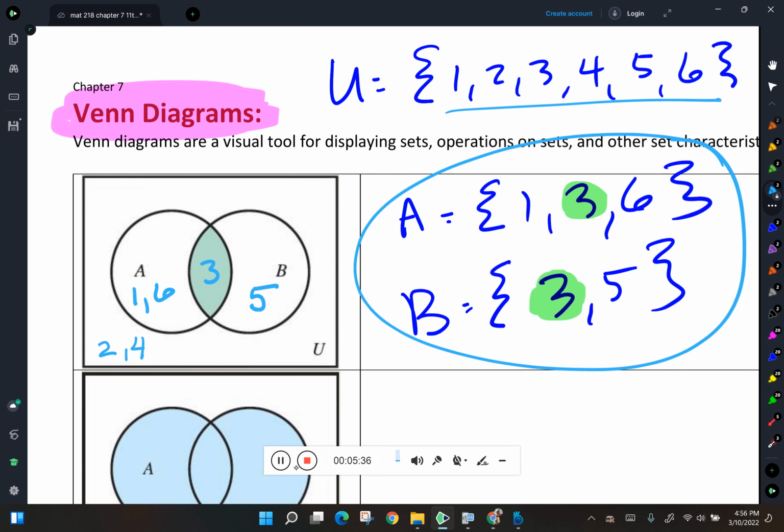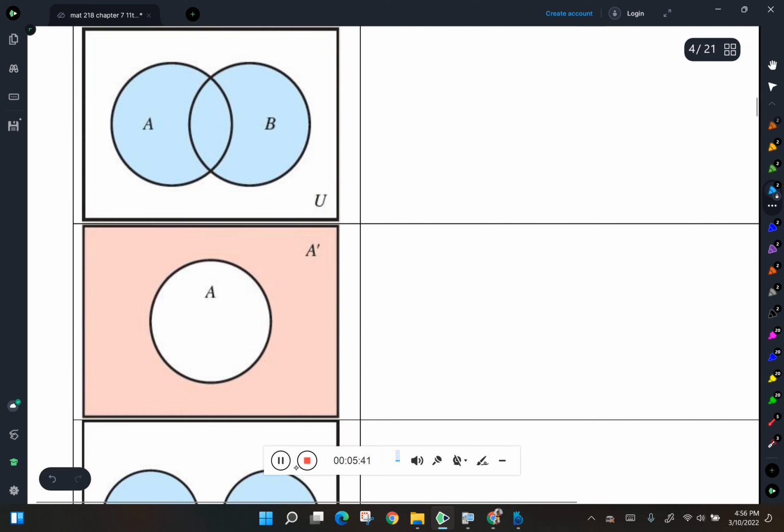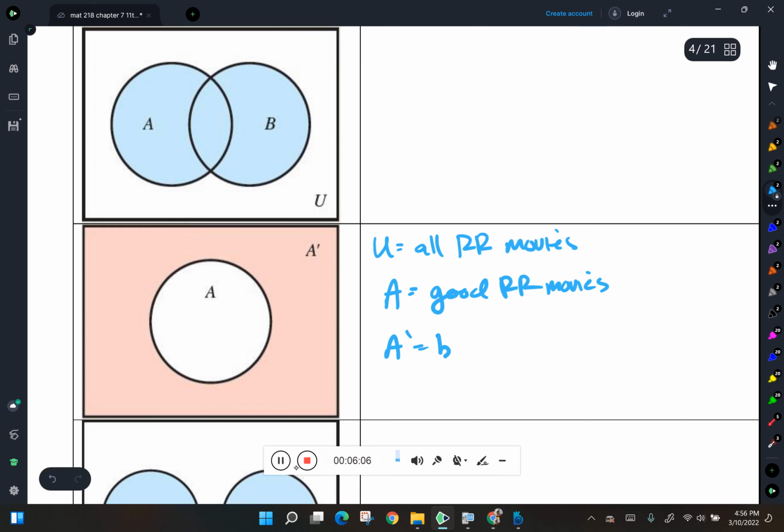All right, so down here, this would be the Ryan Reynolds one. The universe was all Ryan Reynolds movies. Set A was the set, what was it? It was good movies. And then set A complement would be all the bad Ryan Reynolds movies.